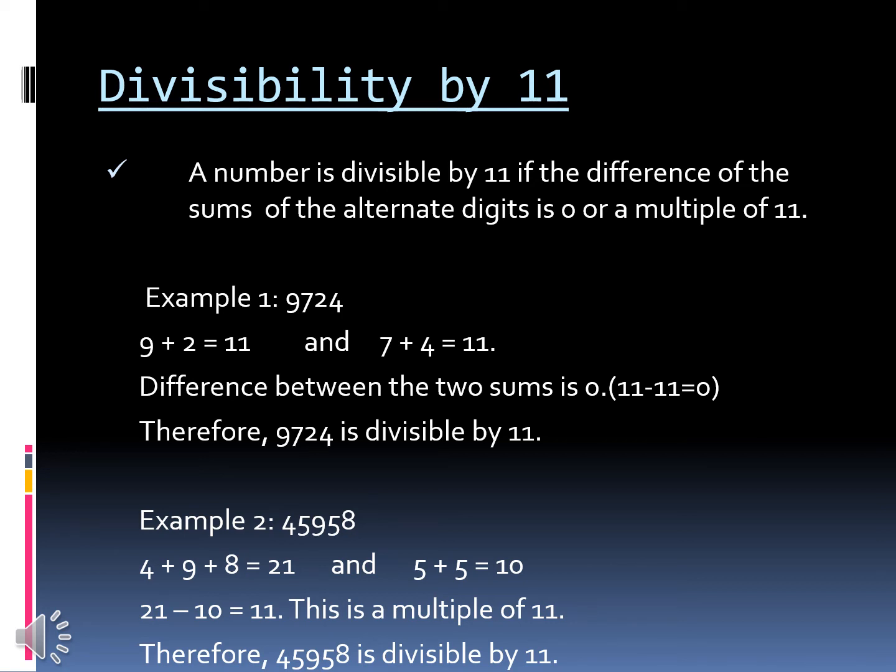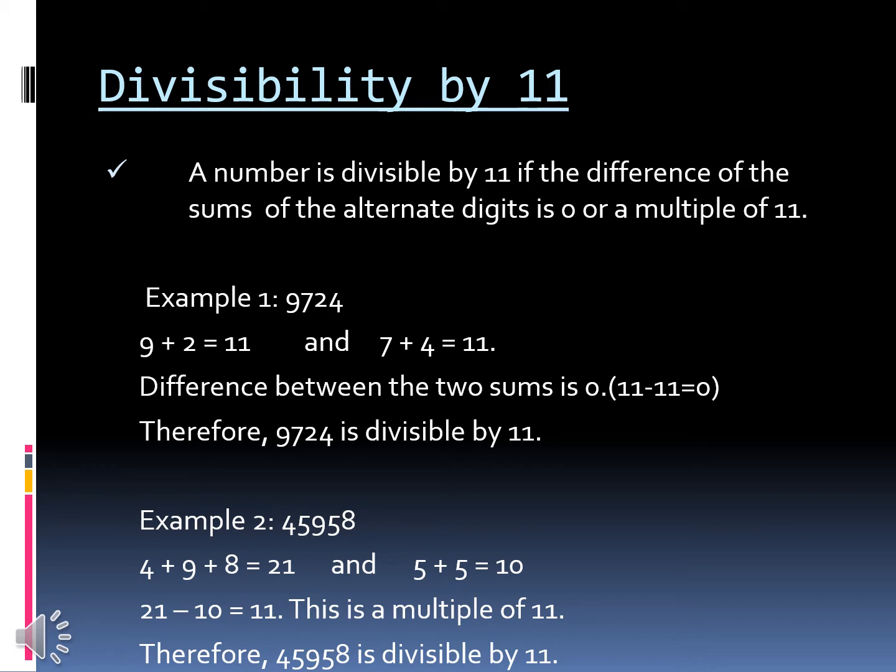Now the next step is finding the difference of the sums. So 21 minus 10 is equal to 11. Now what was the rule? The rule was that the difference should be either 0 or a multiple of 11.